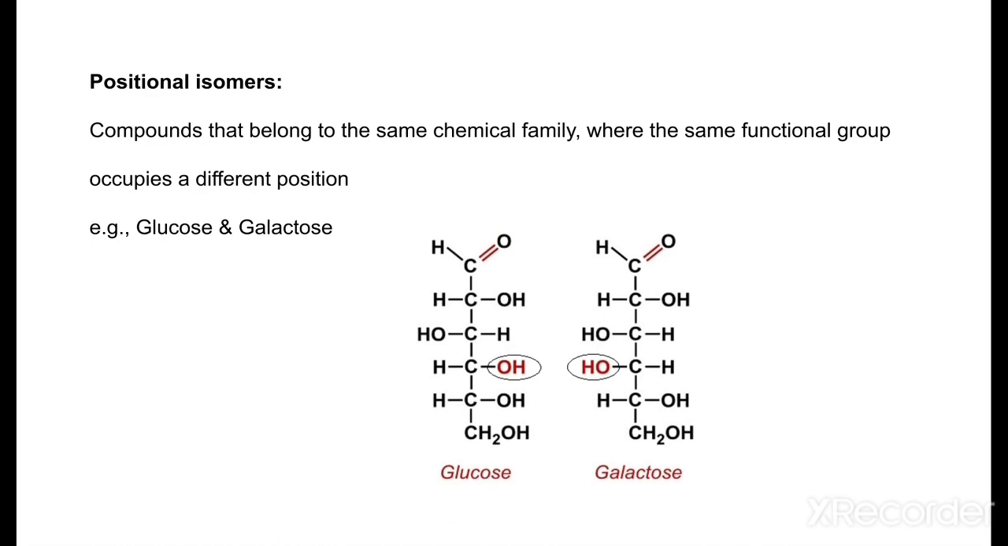Now the left side figure is glucose, and the right side one is galactose. You can see the hydroxyl group at the 4th carbon atom in glucose is on the right hand side, but in galactose the same hydroxyl group is on the left side. So these isomers are known as positional isomers.